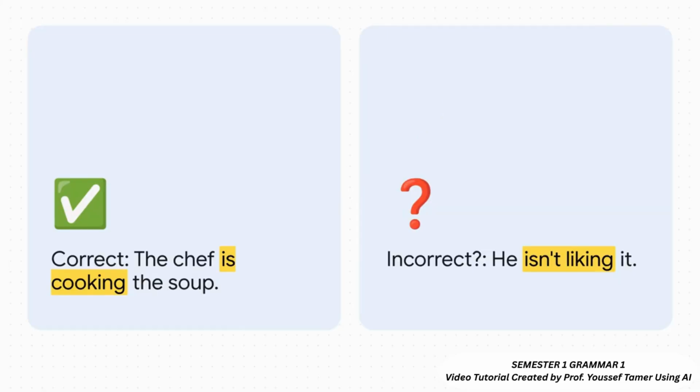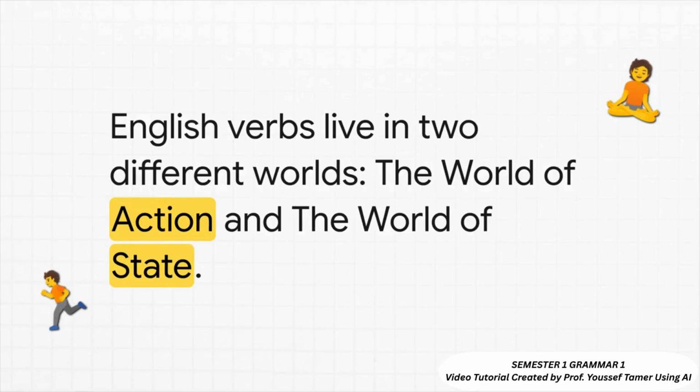We could say the chef is cooking. That makes perfect sense. It's an action happening right now. So why can't we say he isn't liking it? His feeling of dislike is also happening right now, isn't it? Well, the secret is that English verbs kind of live in two totally different worlds.